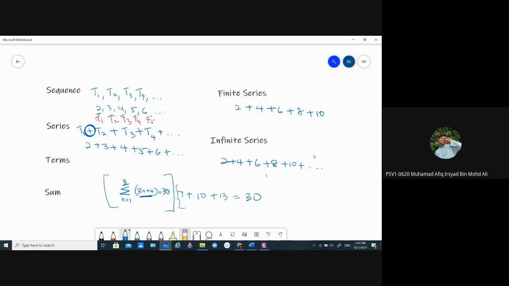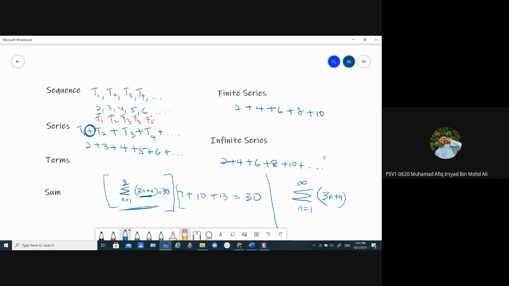If it's an infinite series, we can write it like this. This is called sigma, n equals 1 up to infinity, with the same formula. So for an infinite series, we can represent it like this. For a finite series, it's like this. So far, can you understand everything?